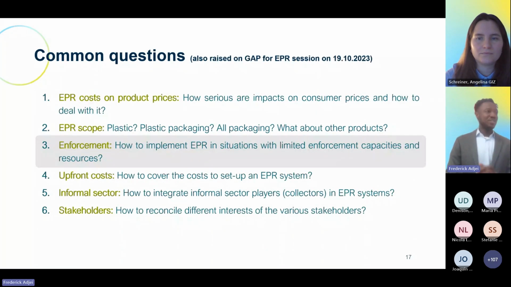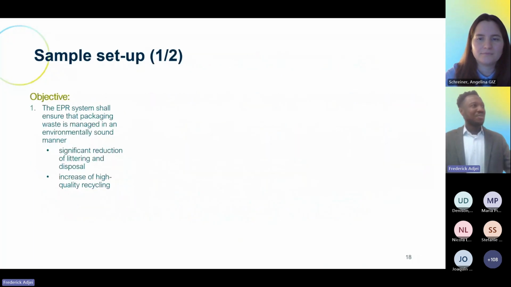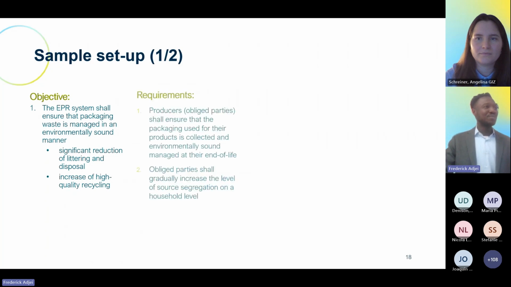Moving on to the next question. This is personally a favorite question of mine. How to implement EPR in situations of limited enforcement capacities and resources. Unfortunately, in many parts of the world, we don't have endless enforcement capacities or endless resources. We can look at a few scenarios for what we can do to solve this.